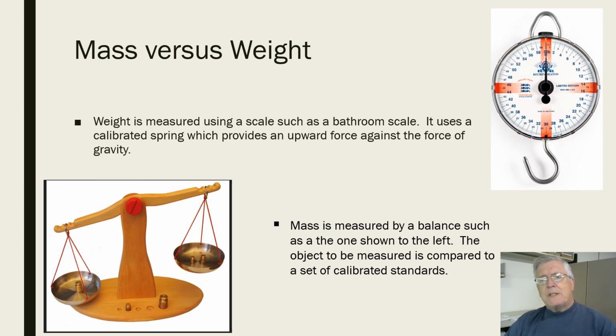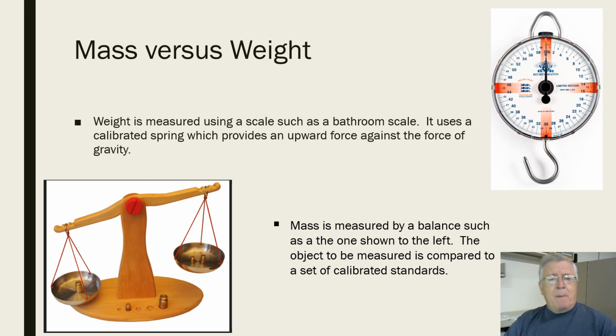So mass versus weight. If they're different, how can we measure them? Weight is measured using a scale, such as a bathroom scale. The scale uses a calibrated spring, which provides an upward force against the force of gravity. So you have this spring that, when you step on the scale or when you put something on the scale, goes against the force of gravity.